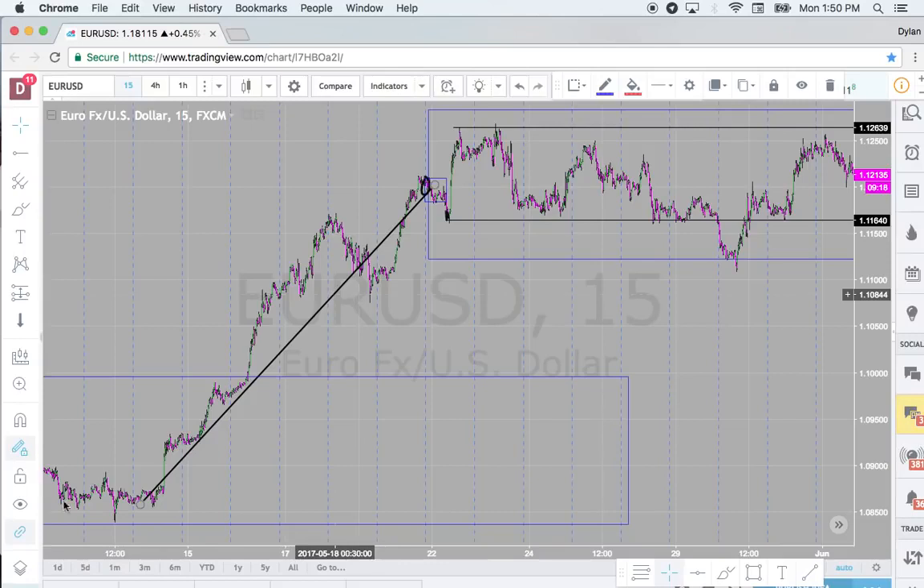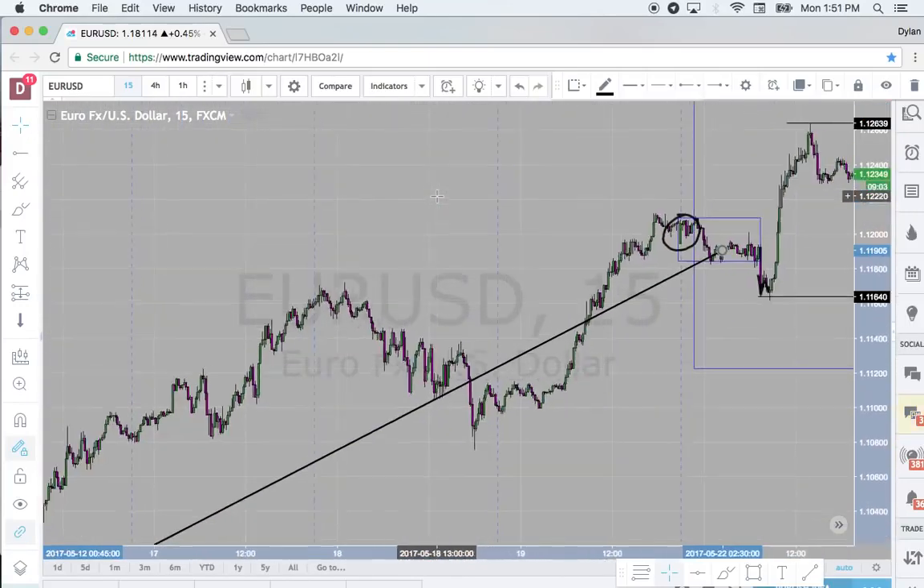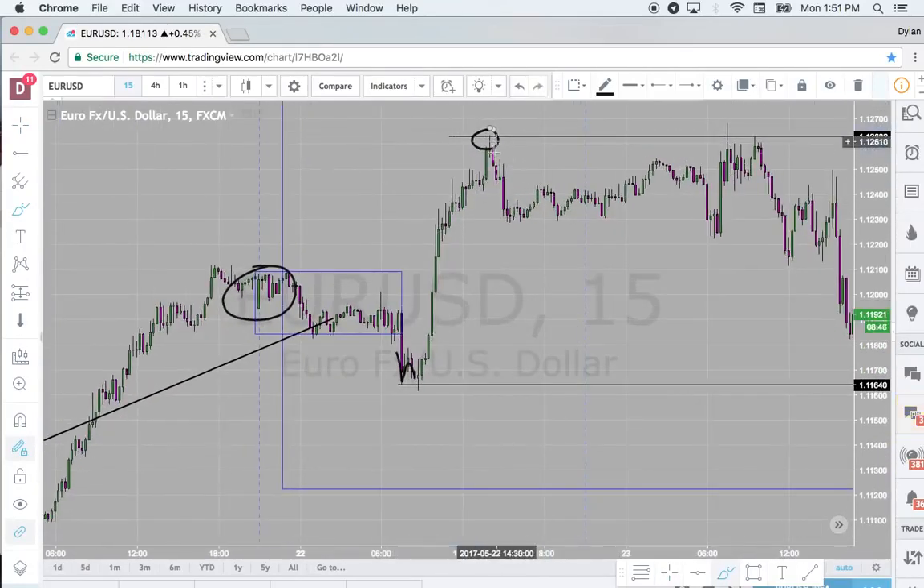So let's start off right here. We can see the price came up from an uptrend and then hit a high, made a high at this point right here. This high was made New York session or maybe right before New York session. This is the low of the day, correct? So when was this low created?